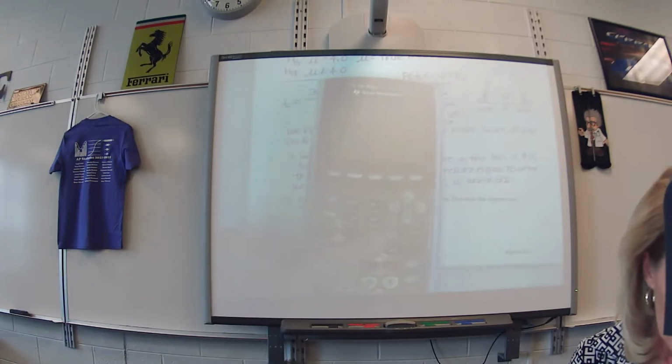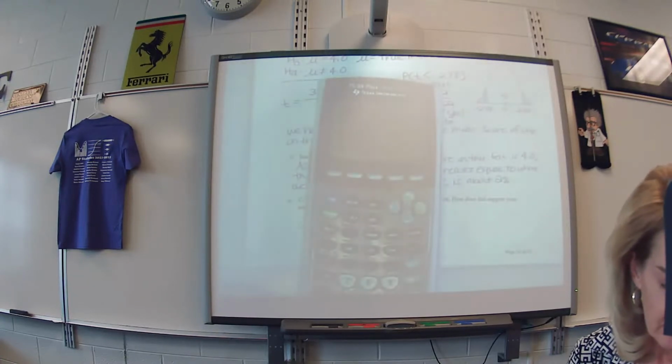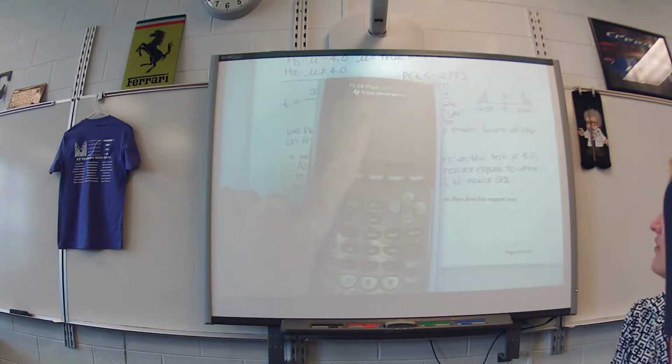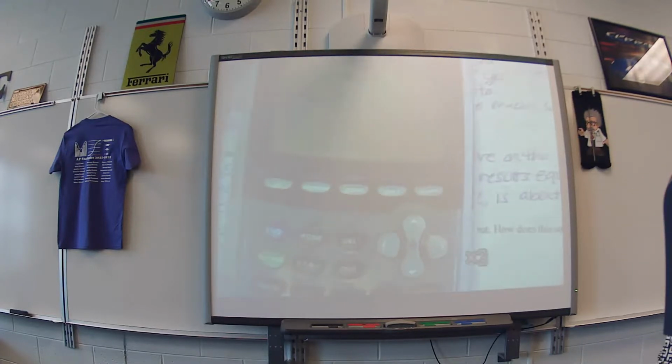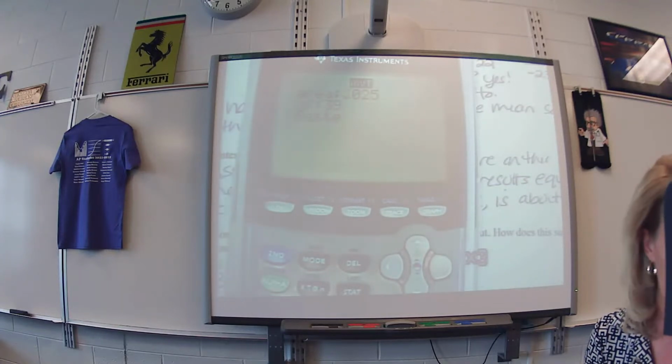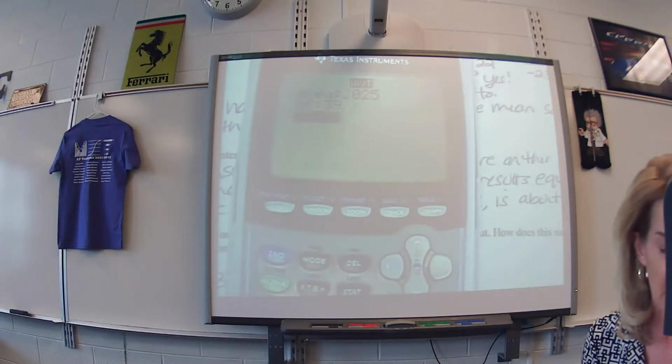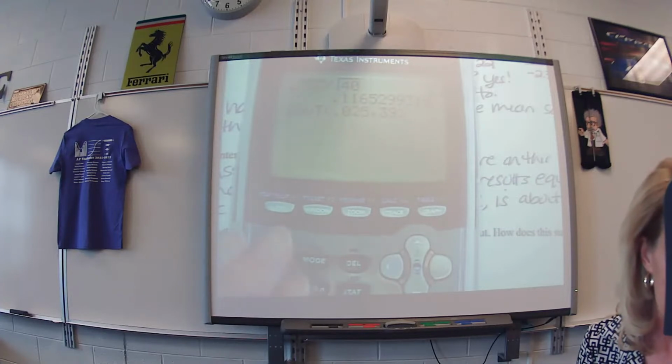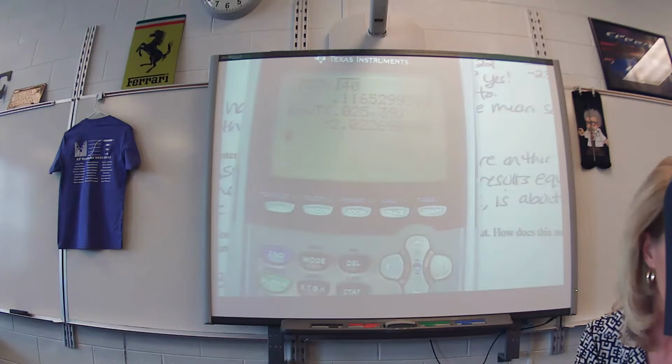We do an inverse T with an area of, I got my old calculator out here, area of 0.025, degrees of freedom 39, because the n size was 40. And it will come back, now this is going to say negative, but just ignore it. 2.023.